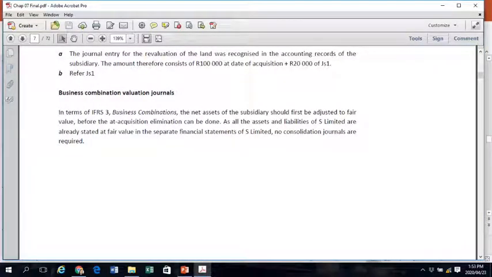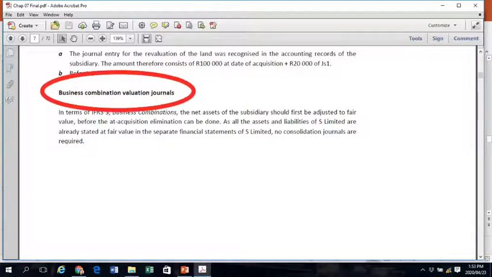In all the examples in Chapter 7, you will note the heading Business Combination Valuation Journals. And this is where we have to decide whether there's additional consolidation journal entries necessary before we do the at acquisition journal. In this example, there isn't any further consolidation journal entries necessary because S already accounted for the value adjustment in the separate financial statements of S before we consolidated.